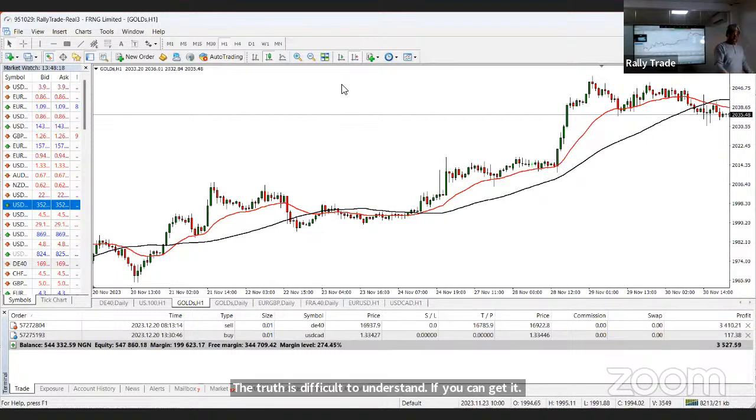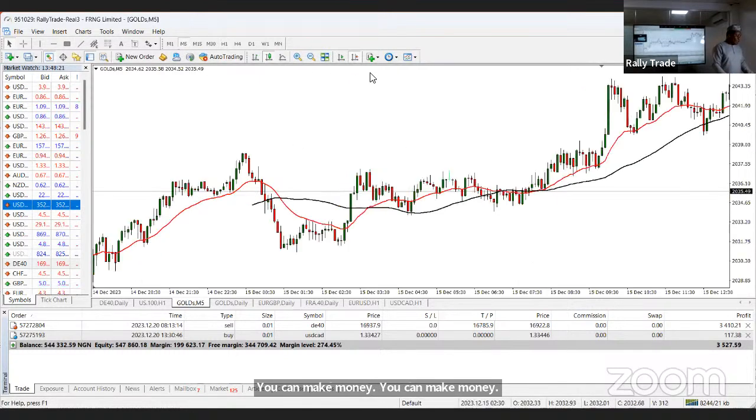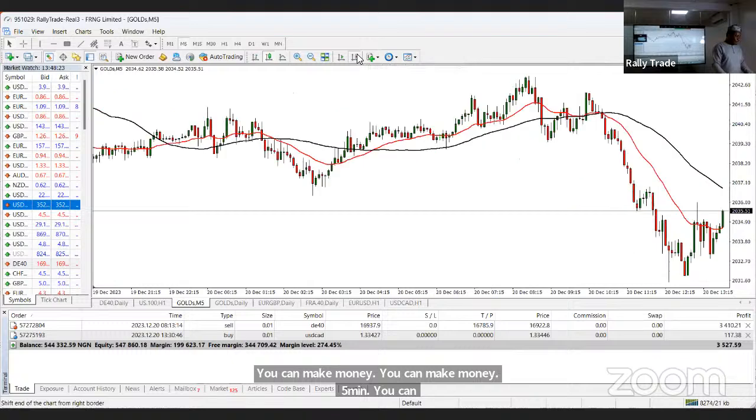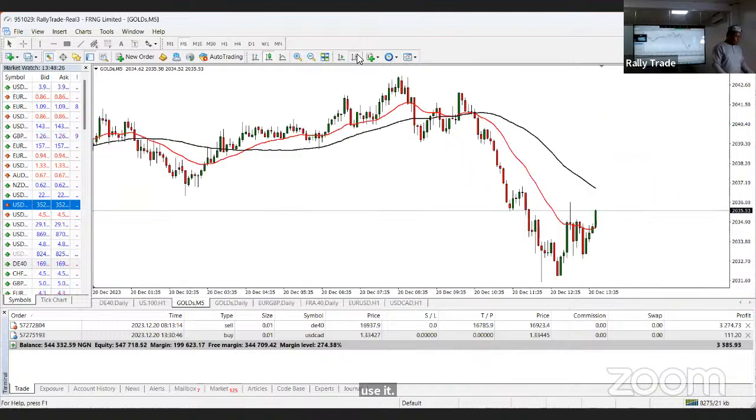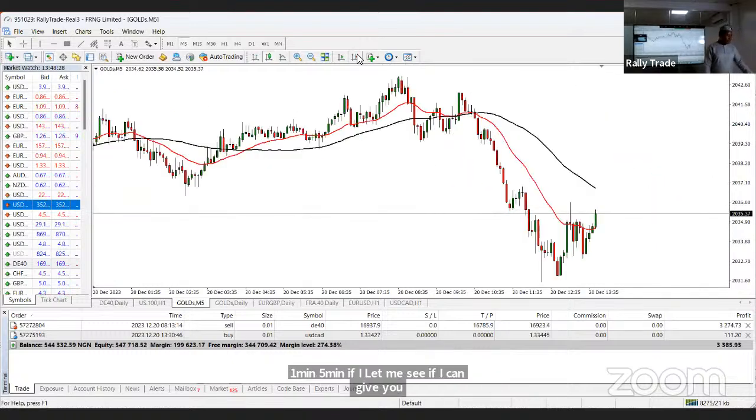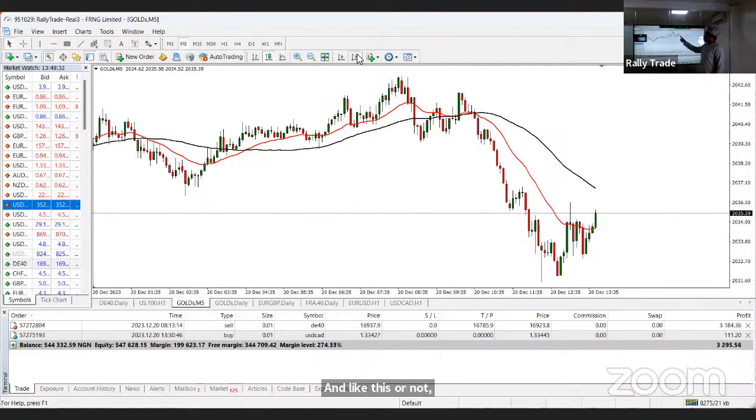Scalpers can use it. 1 minute, 5 minutes, you can use it and make a lot of money. Let me see if I can give you something. Like this one now, you missed an opportunity here, because the candle that crossed, this candle touched. So here is where you sell. For 5 minutes, if you sold, you would have collected a lot of money.